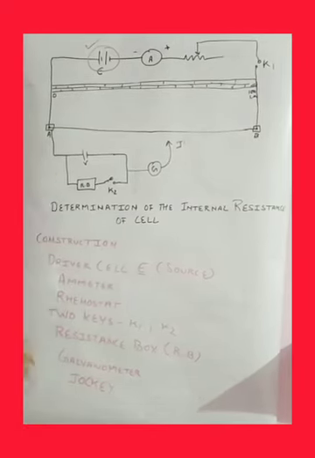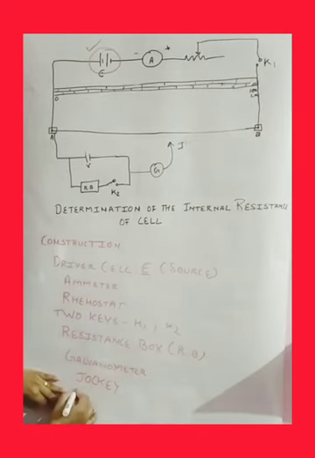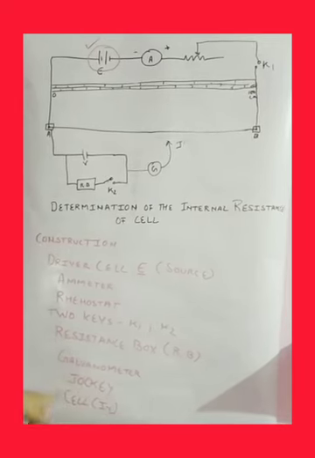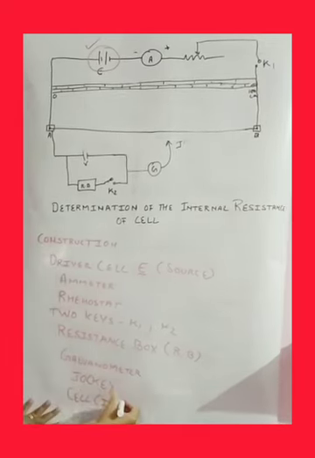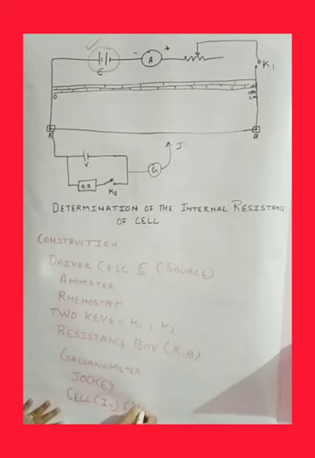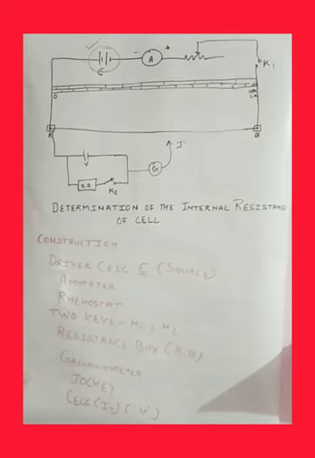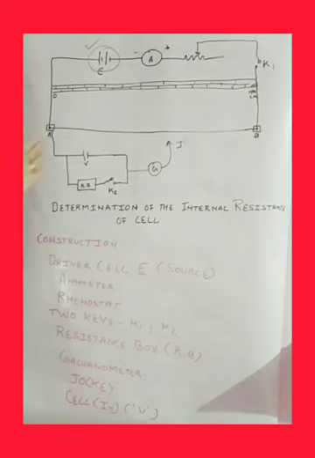And here you can find I have written V. This is the cell whose internal resistance we have to find out, and I have represented it in the circuit with V. So this is what we have in its construction. Now we are going to see how it is going to work.